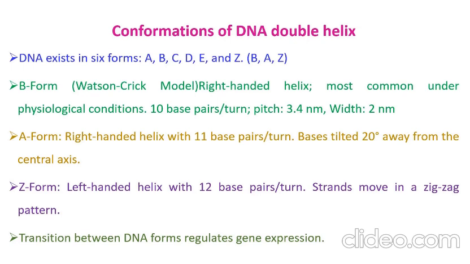The A form is also a right-handed helix. It contains 11 base pairs per turn. There is a tilting of the base pairs by 20 degrees away from the central axis. The Z form is a left-handed helix and contains 12 base pairs per turn. The polynucleotide strands of DNA move in a somewhat zigzag fashion and hence are named Z-DNA. It is believed that transition between different helical forms of DNA plays a significant role in regulating gene expression.